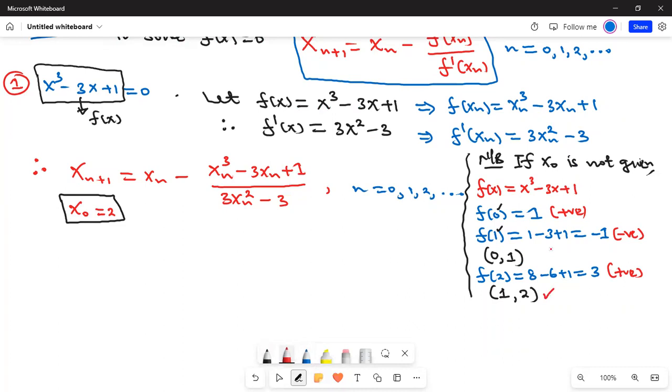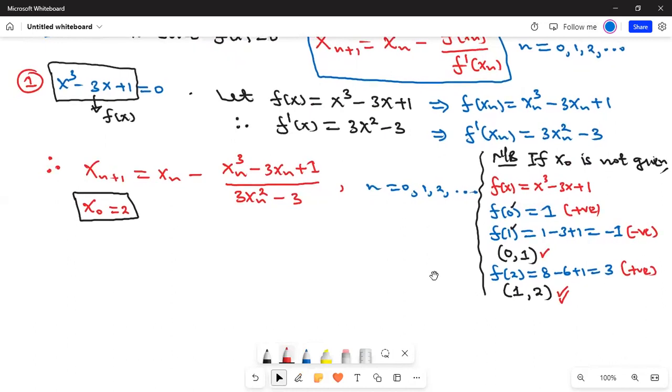So any of them can be x0. You can pick x0 to be 1, or x0 is 2. If you are going to find the root between 0 and 1, you could use x0 is 0 or x0 is 1. Any of them will work for you. So our focus is to find the root between 1 and 2. Now let's see how to proceed with the iterations.